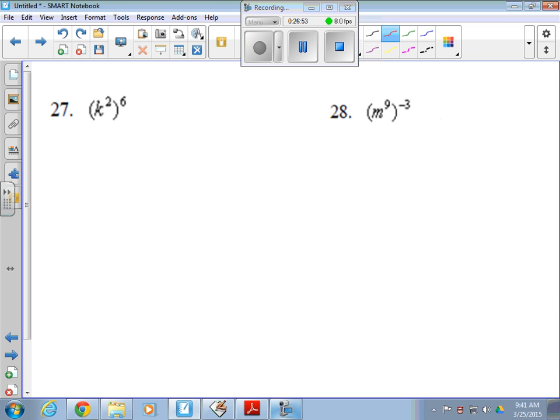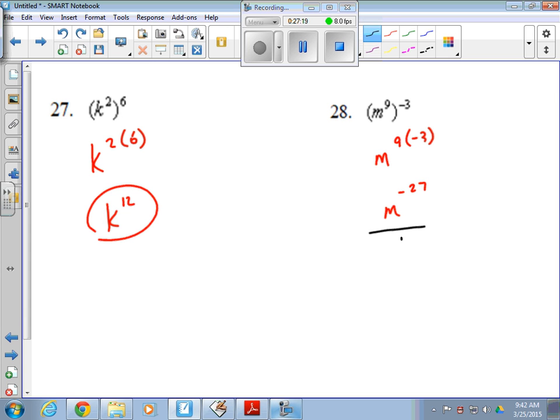K squared to the 6th. A power is being raised to a power now. We're not adding the exponents. We're multiplying 2 times 6, k to the 12th. M to the 9 to the negative third. Again, m to the 9 times negative 3 is m to the negative 27th. You can't leave something with a negative exponent. Ride the elevator. M to the negative 27 goes down. 1 stays on top. When it comes down, it becomes positive 27.